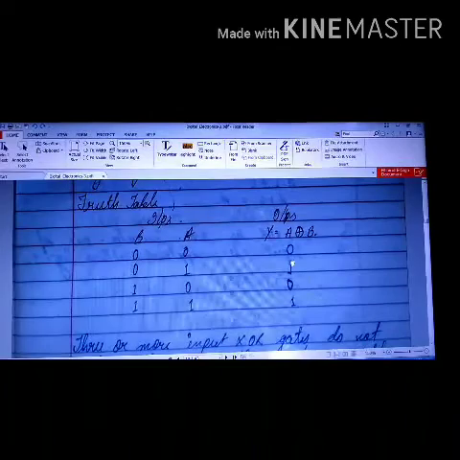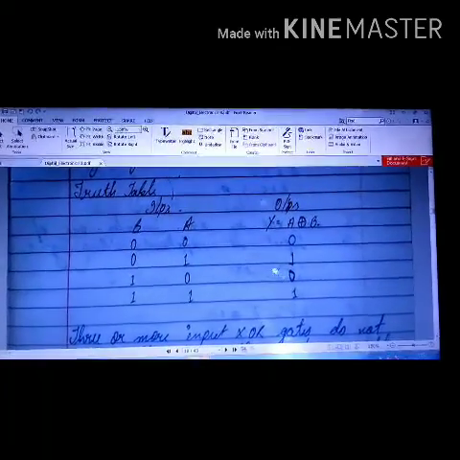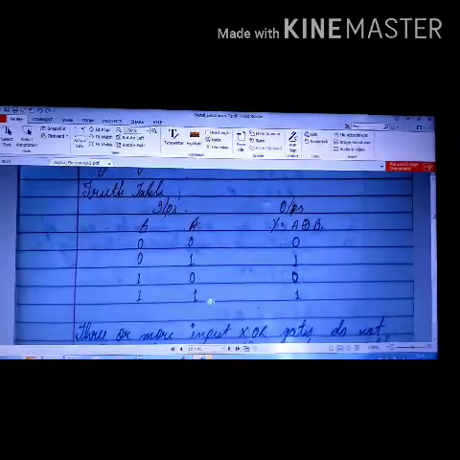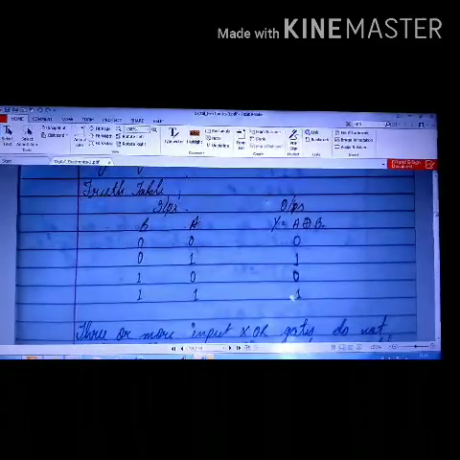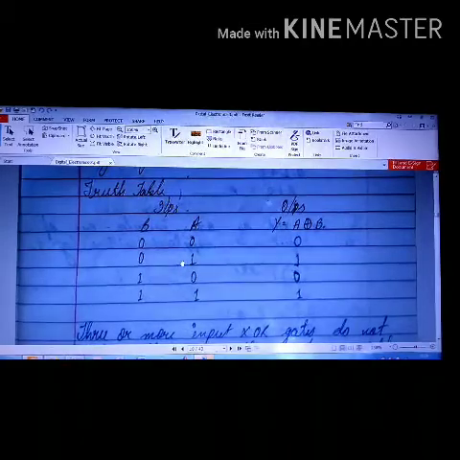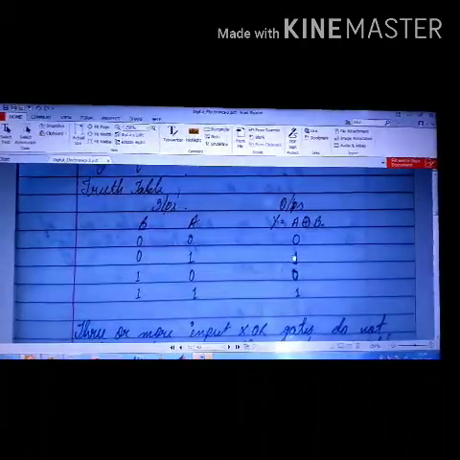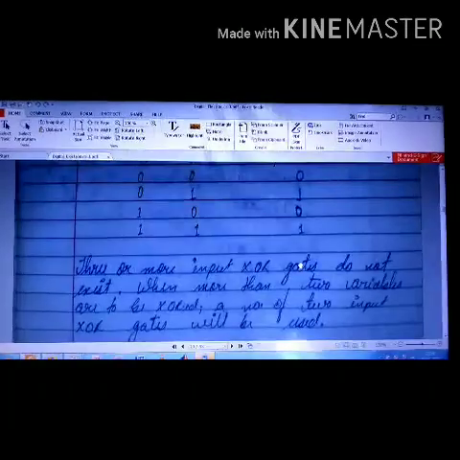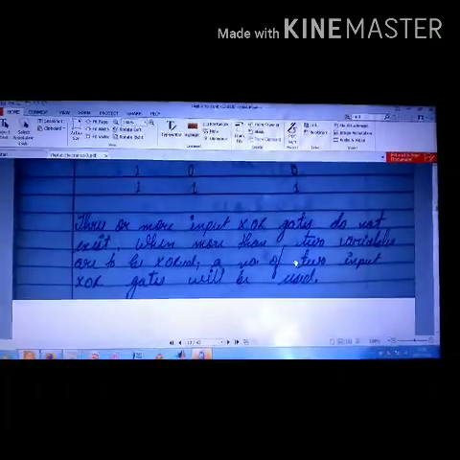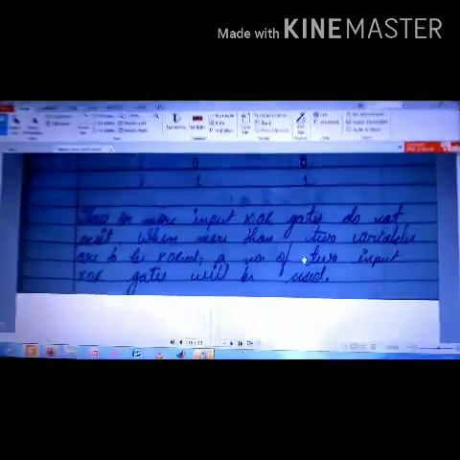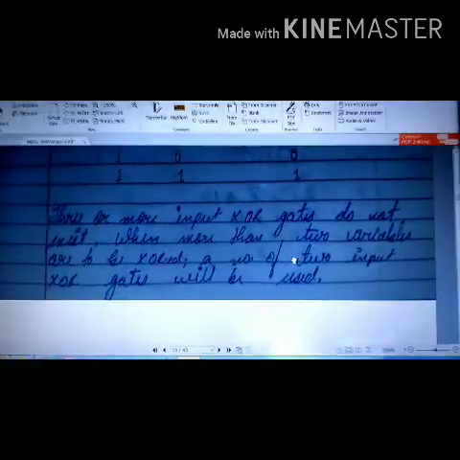This table has been written wrongly here. When both are 0 0, then it will be 0. When both are 1 1, this should be 0. And when only one of A and B is 1, then it will be 1. So this case and this case should be 1. Three or more input XOR gates do not exist. When more than two variables are XORed, a number of two input XOR gates will be used.